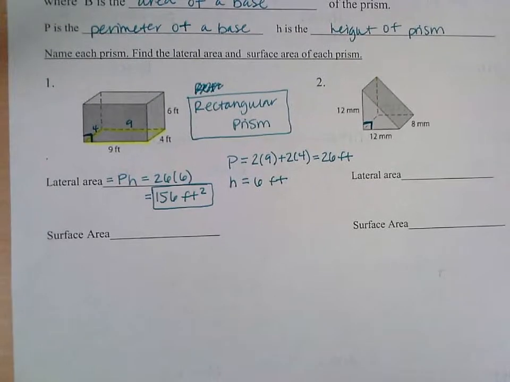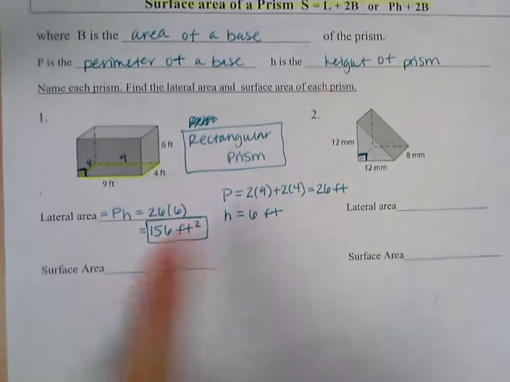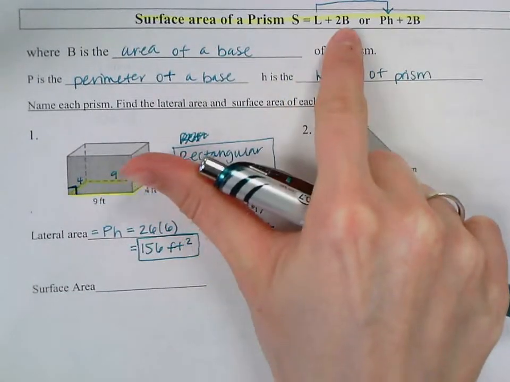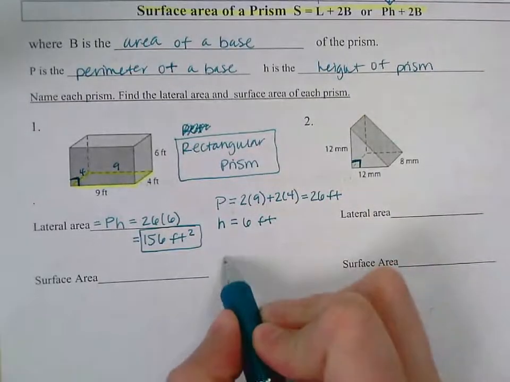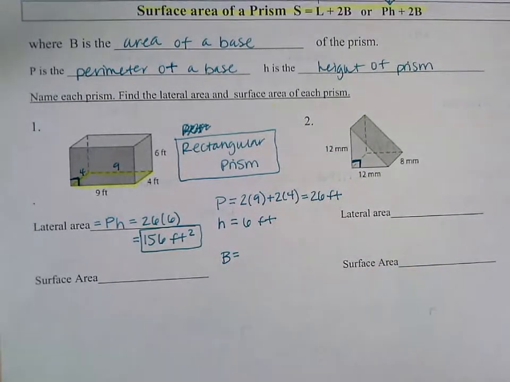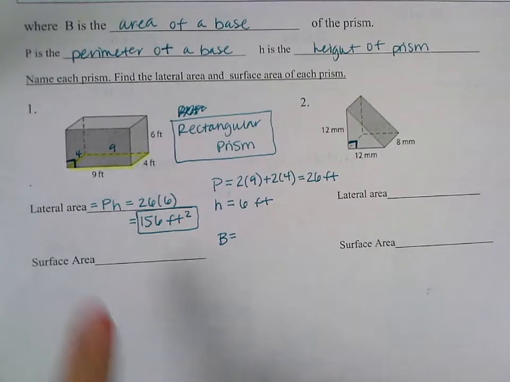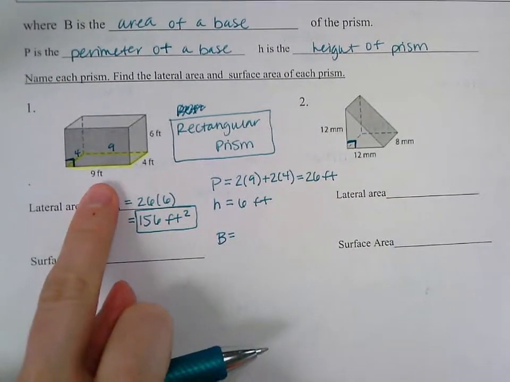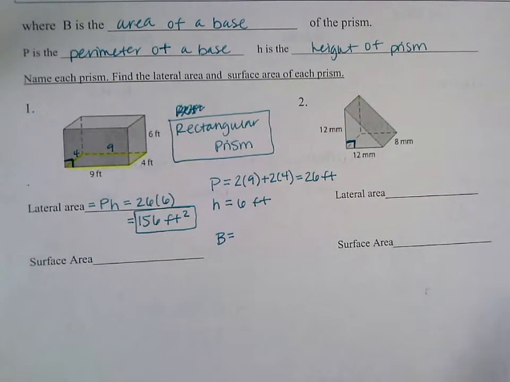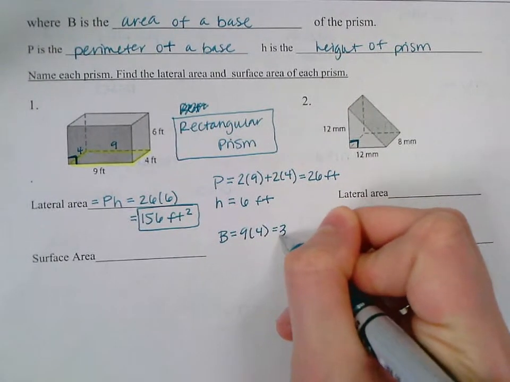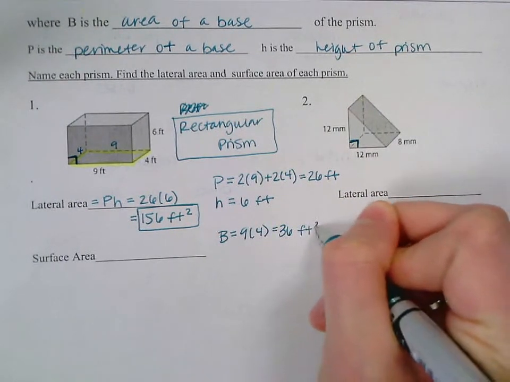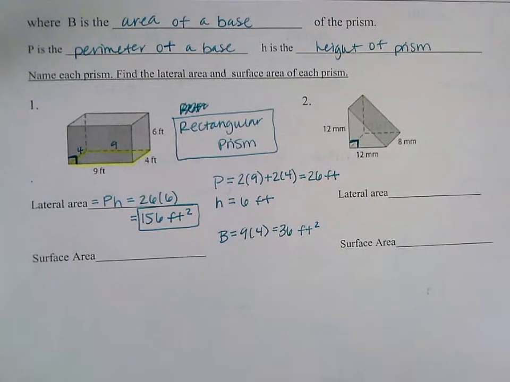Then to find the surface area, so surface area is my lateral area plus 2 times the area of a base. So I need to find what the area of a base is. That would be the area of the rectangle that I highlighted. Area is length times width, so it would be 9 times 4. So that's 36 feet squared is the area of one base.